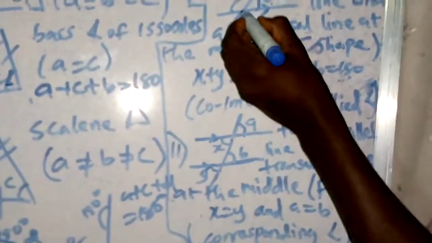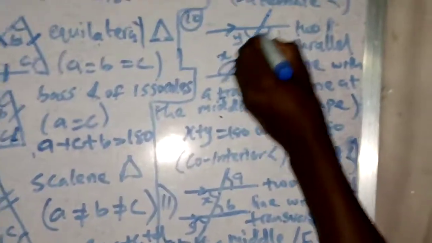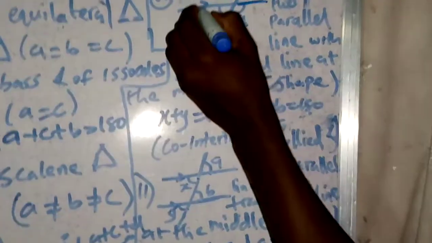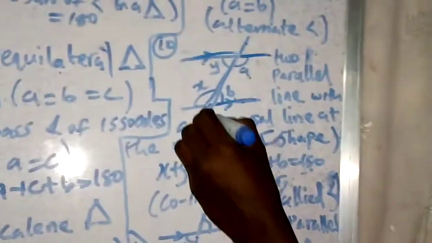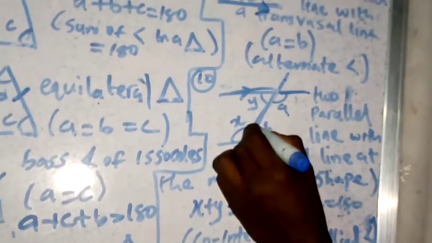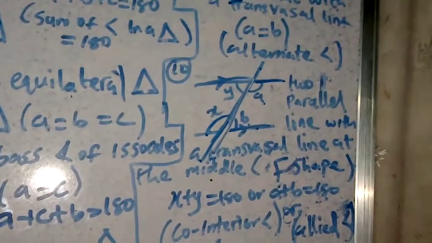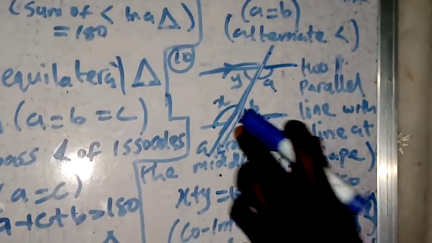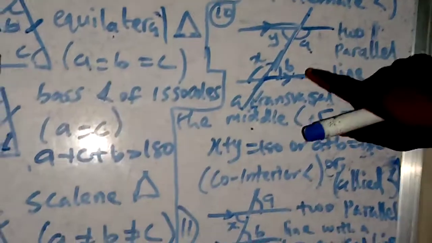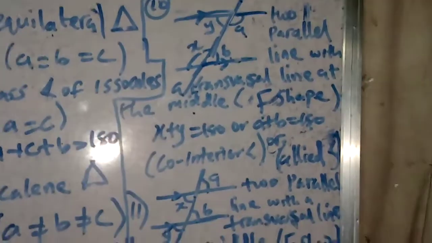Looking at it, this is F upside down, and then this is F upside up. So you can also call it F shape. When you see F shape and two parallel lines, you must know that X plus Y equals 180, and B plus A equals 180. That is okay, like F shape.